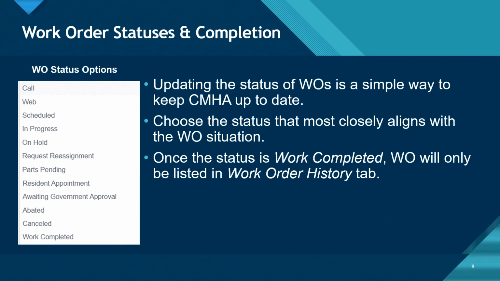Updating the status of your work order is a simple way to keep CMHA up to date. Choose the status that most closely aligns with the work order situation. As you see on the left, I've listed the statuses. The very bottom status is work completed. Once work is completed, the work order will only be listed in the work order history tab.